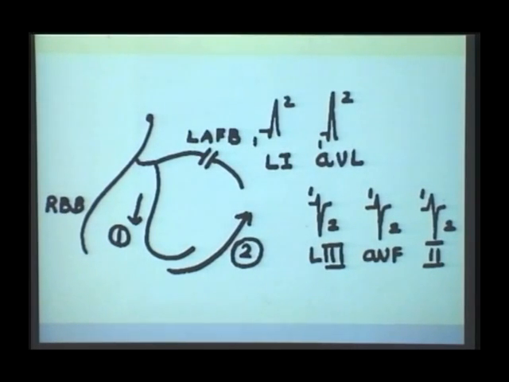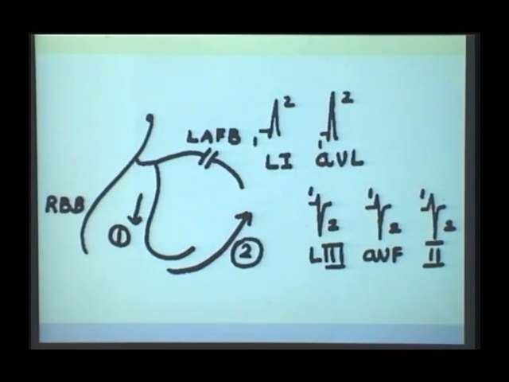How to look for left anterofascicular block? You have to demonstrate two vectors which are going in opposite directions. Isn't it? You see the two vectors. The initial vector is coming down and right. The terminal vector is going up and left. So this is the principle of fascicular block: two vectors going in opposite directions. Then only you can diagnose a fascicular block.